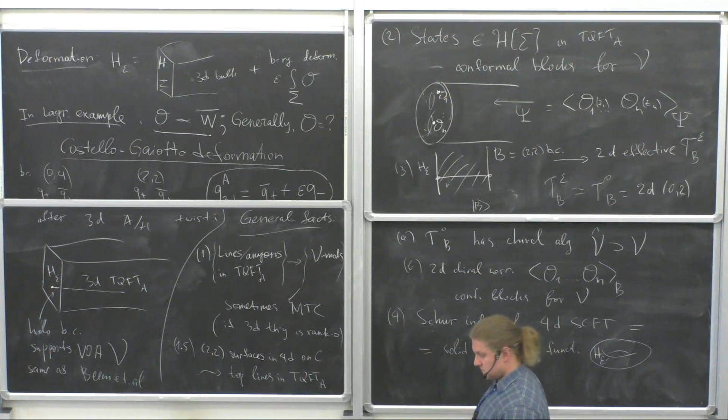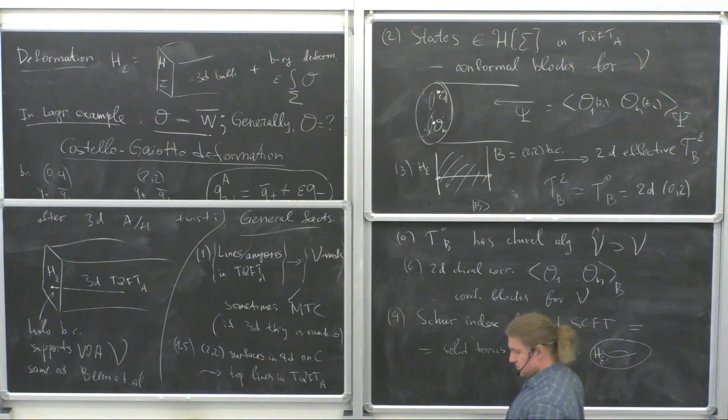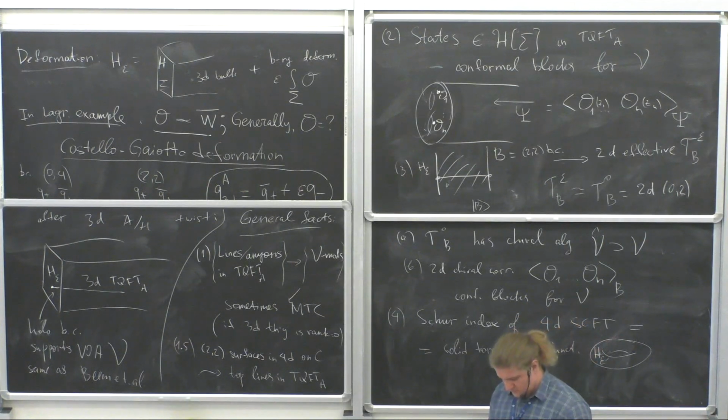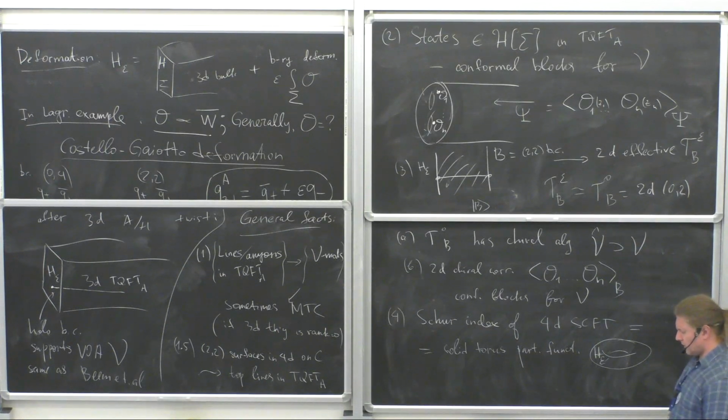No, epsilon doesn't appear in the Schur index, and q in the Schur index is actually, let me see, I think it's the complex structure of this torus.